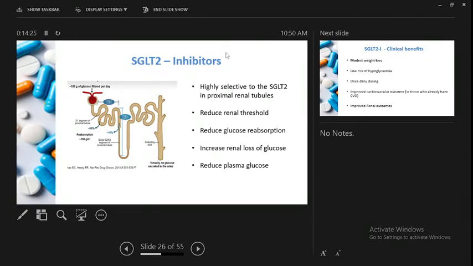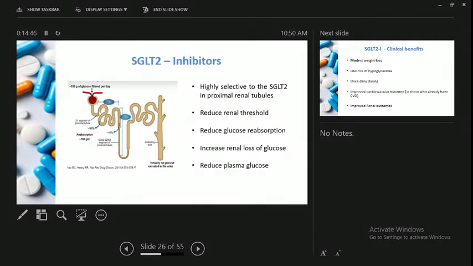So let's look at the other class of medication that causes weight loss. That is the SGLT2 inhibitor. I think most of you are familiar with newer drugs like empagliflozin, canagliflozin and dapagliflozin, which are available in our market, and I think the prices are coming down, so they are also freely available now in our country as well.